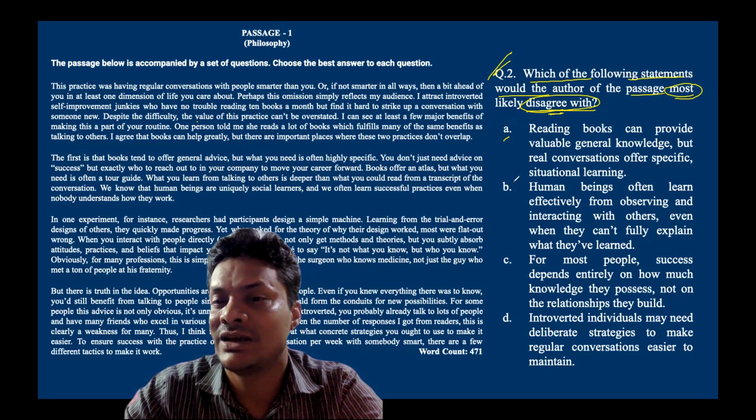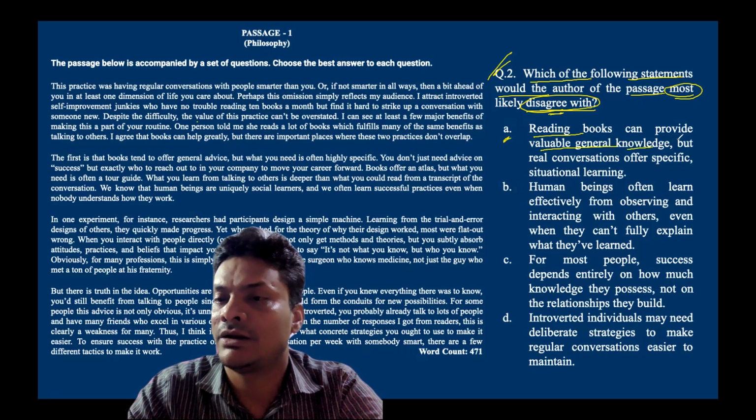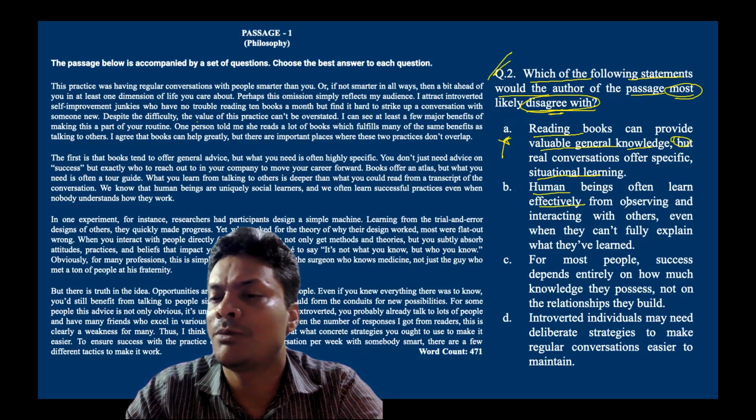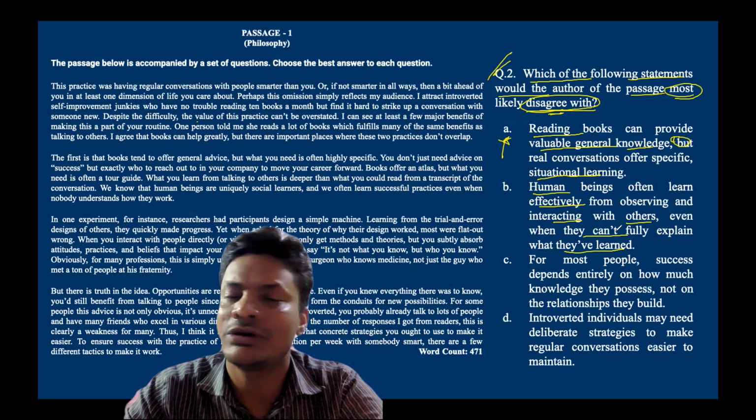Now, look at the first option where it is stated reading books can provide valuable general knowledge. Okay, but real conversations offer specific situational learning. And that's what the author said, right? In that case, you can say the author cannot be called as disagreeing with this. So this is eliminated. Second, human beings often learn effectively from observing and interacting with others, even when they can't fully explain what they have learned. Again, this is what the author tries to point out, right?